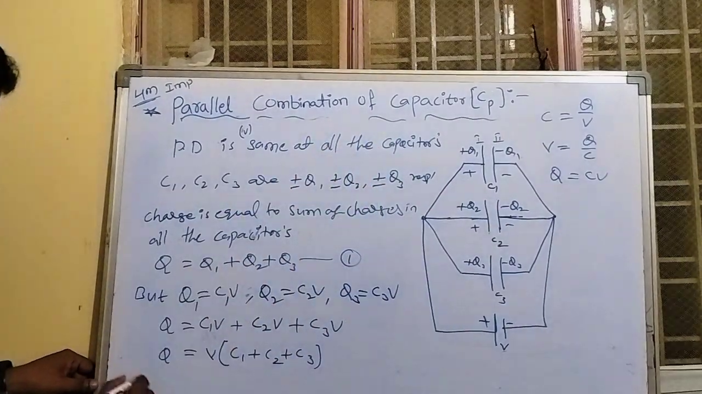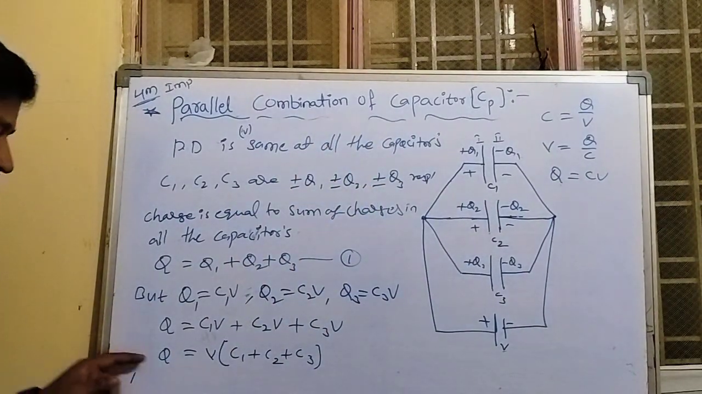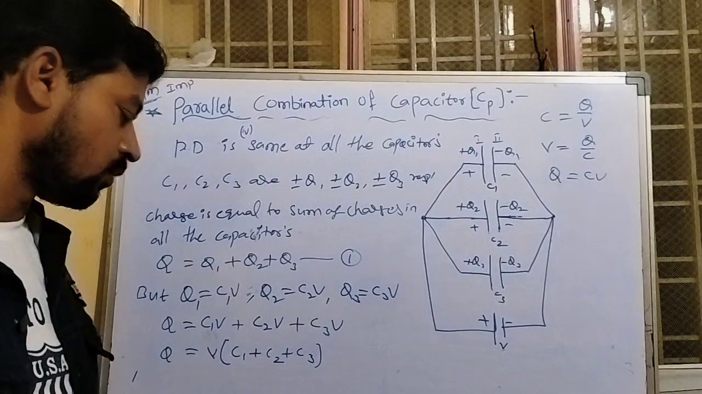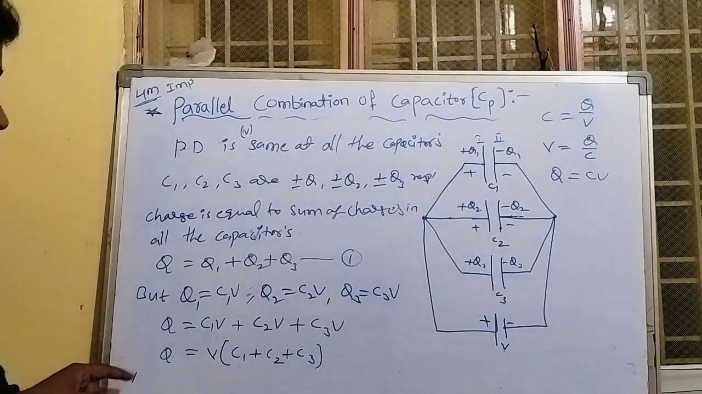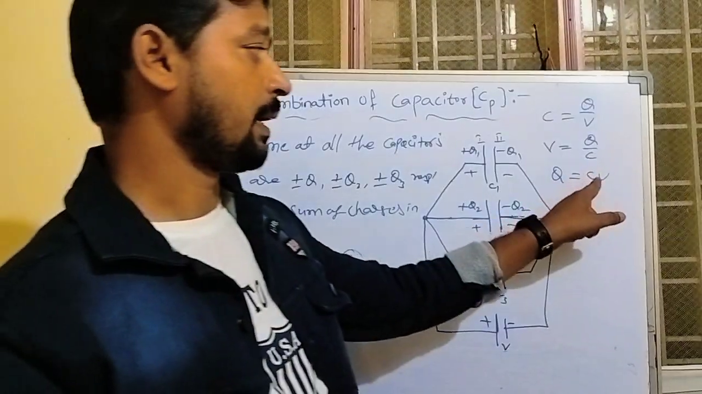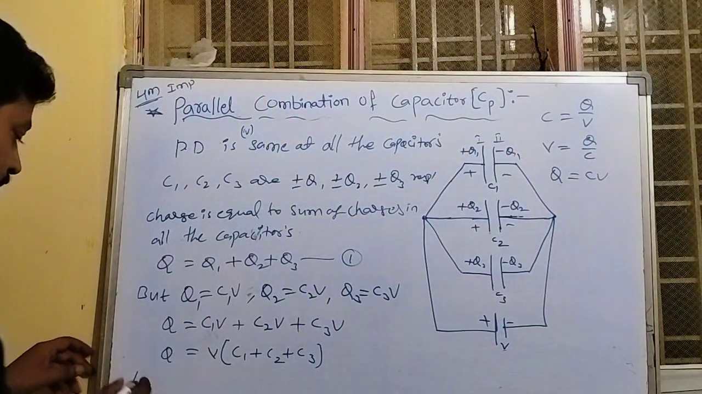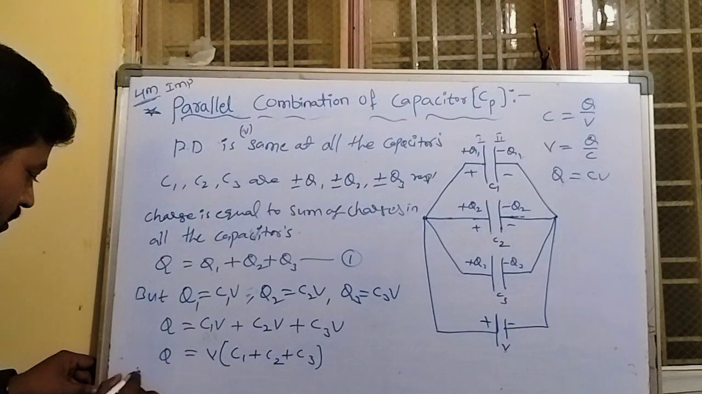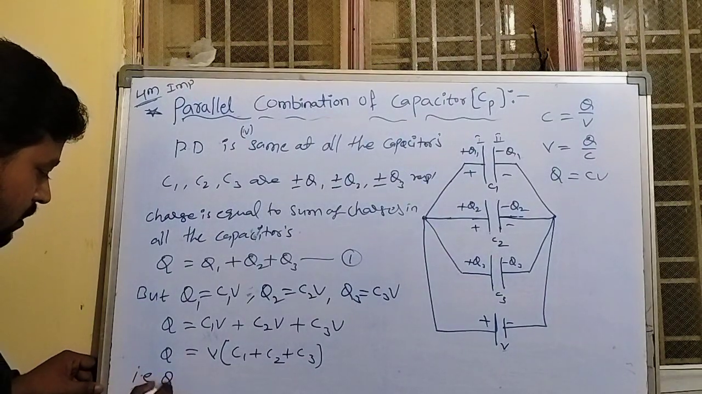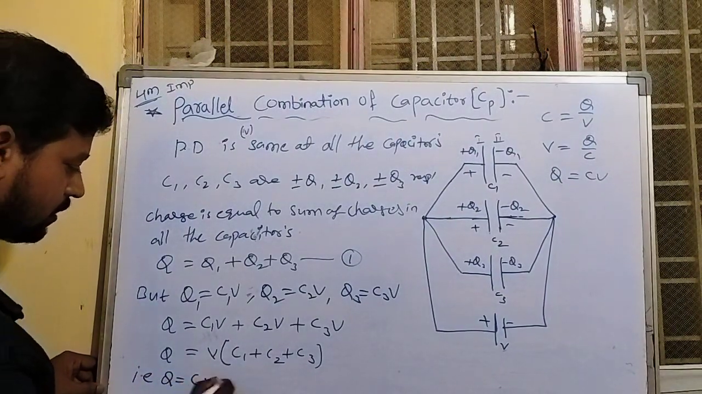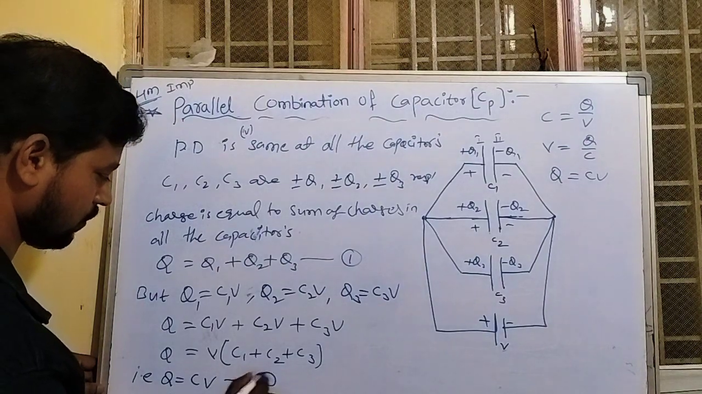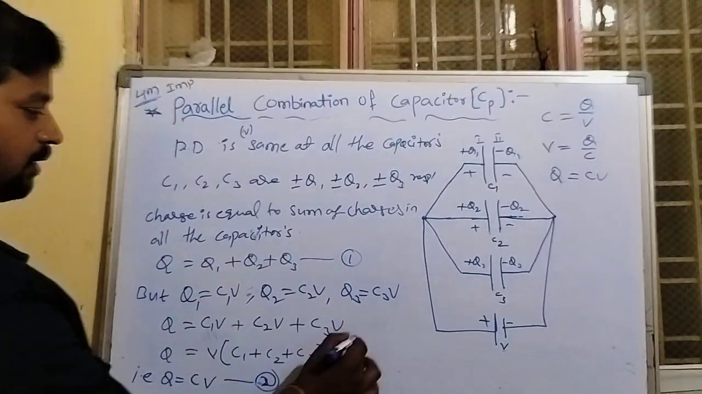Here, Q is equal to, the charge is equal to the capacitance of all the capacitors into potential. That means Q is equal to CV. This is equation number 2.